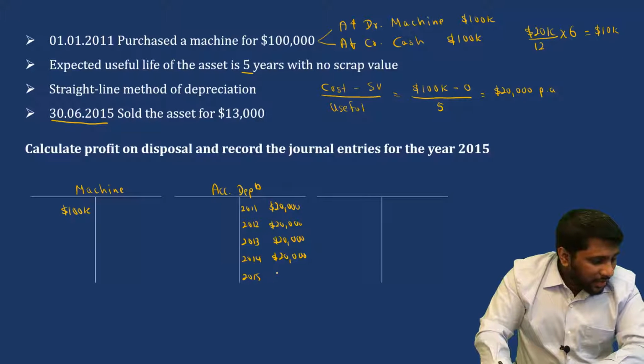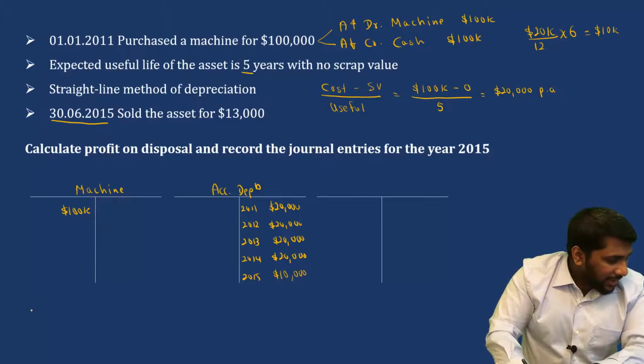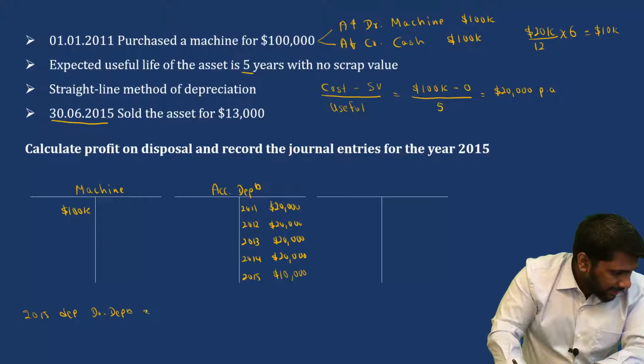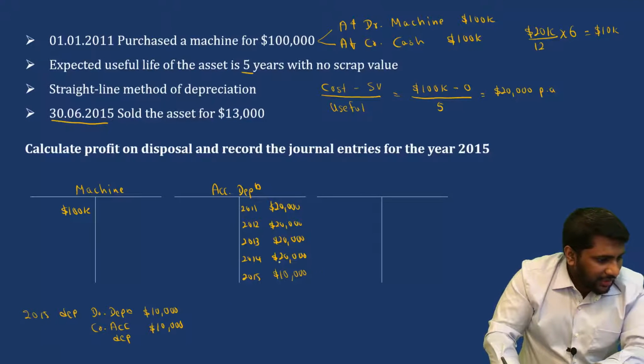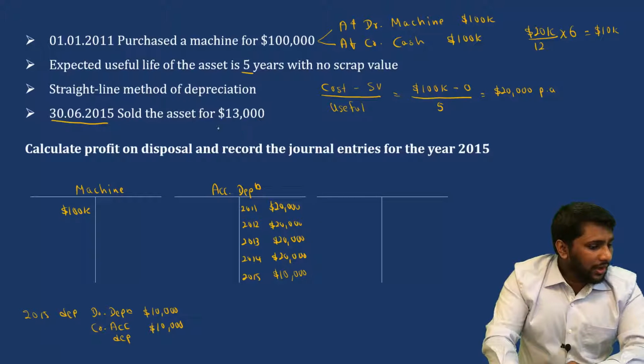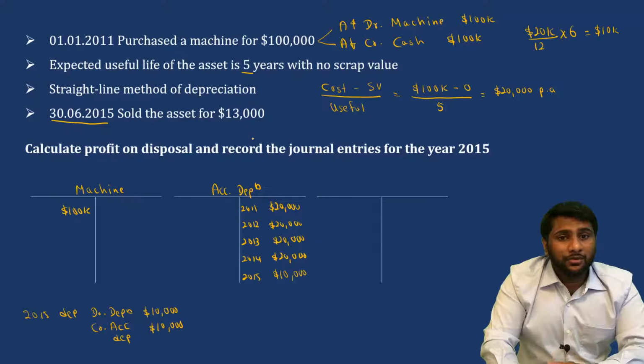So for the year 2015, how much is your depreciation? 10,000 US dollars. So what's the double entry in year 2015 for your depreciation? Debit the depreciation, how much is that? 10,000 US dollars, and credit your accumulated depreciation account, 10,000 US dollars. So here we credited the accumulated depreciation account 10,000 US dollars. Now what you are doing is selling the asset. For how much? 13,000 US dollars.